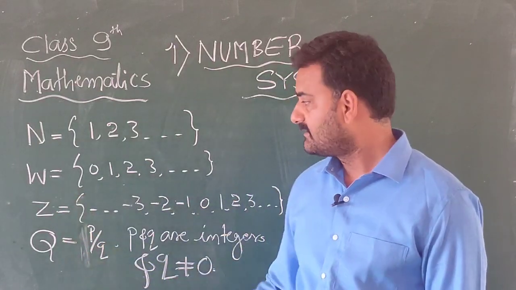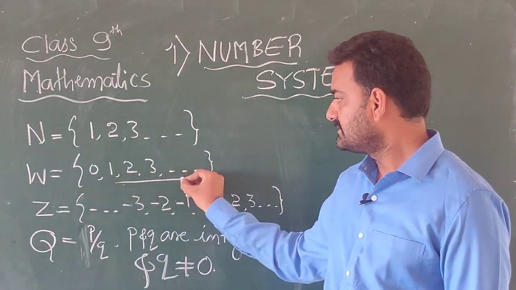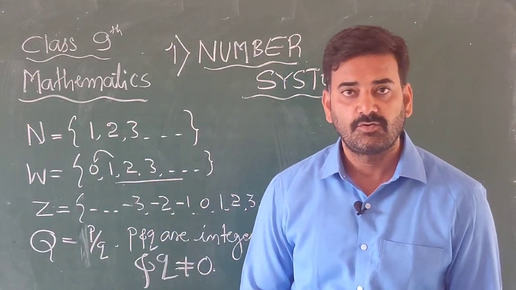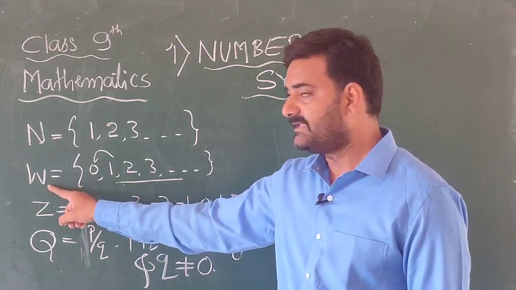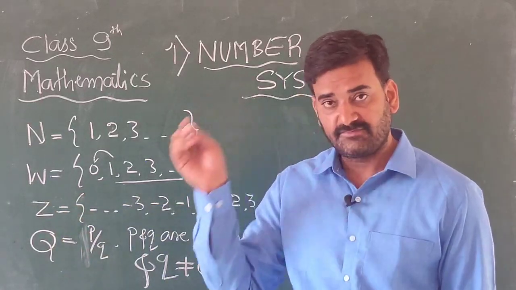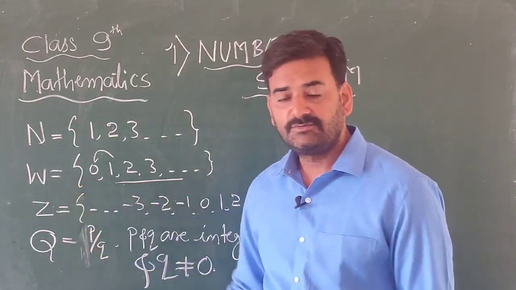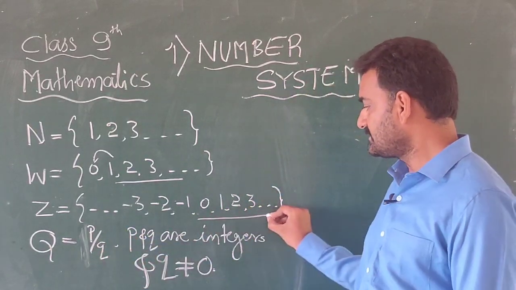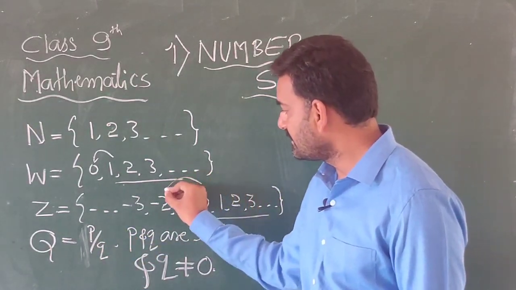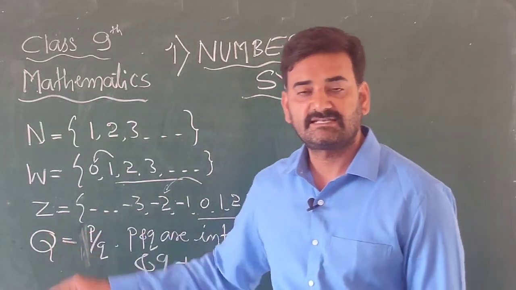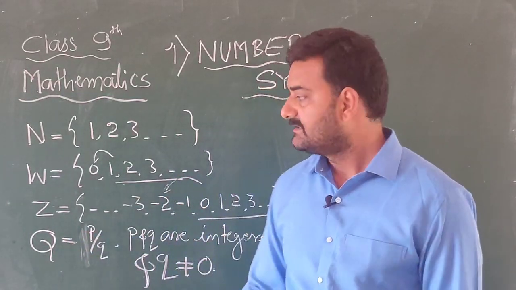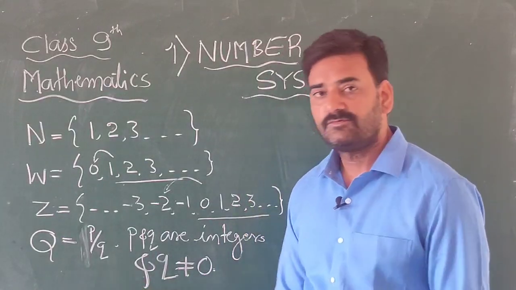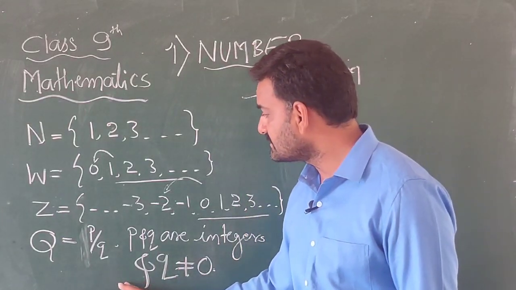Whole numbers: natural numbers together with 0 are called whole numbers. It will be indicated as a set W, and integers mean whole numbers and their negatives. It is a set Z. These are all things you already learned. Today the new topic is rational number.